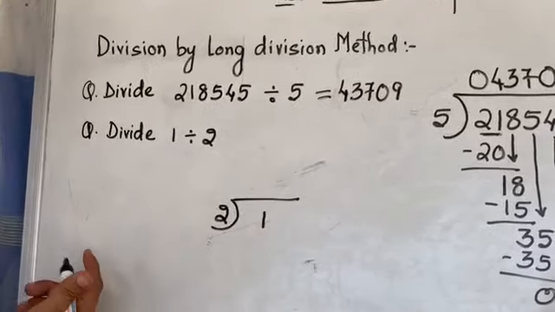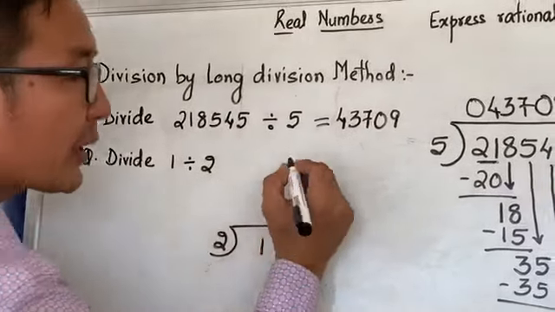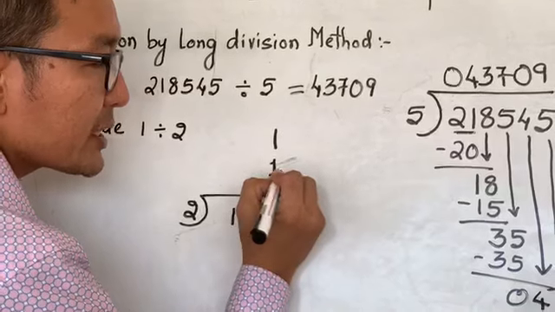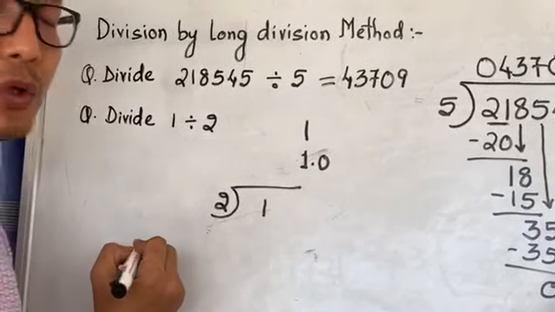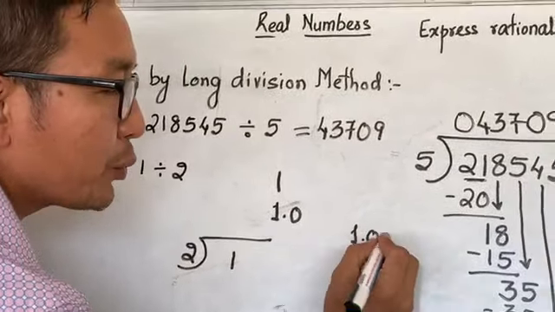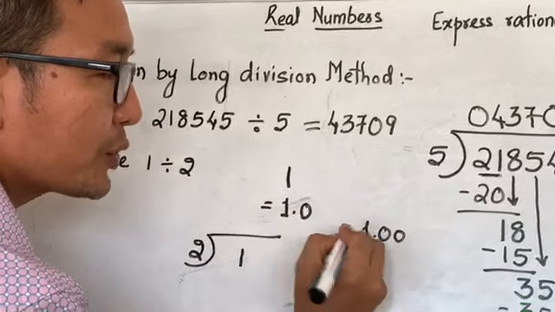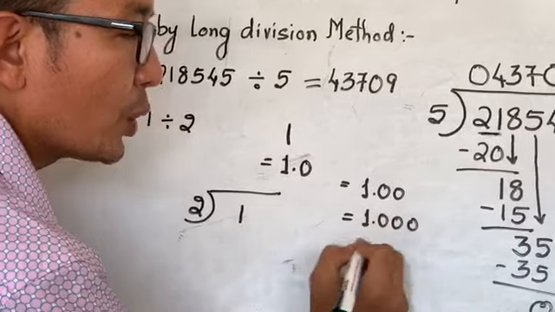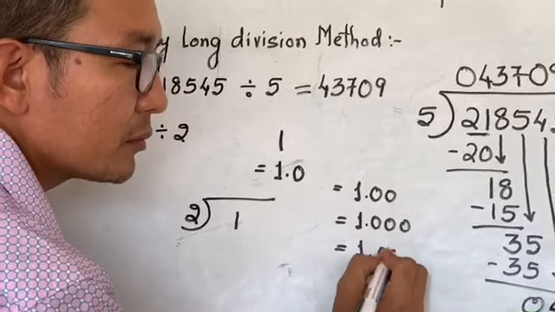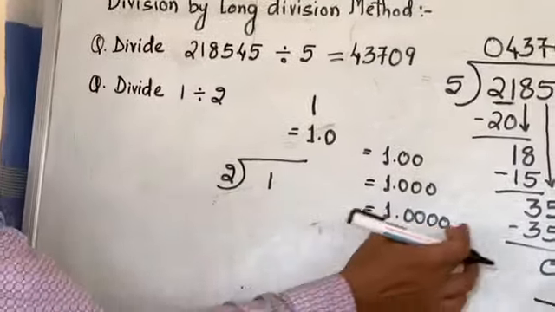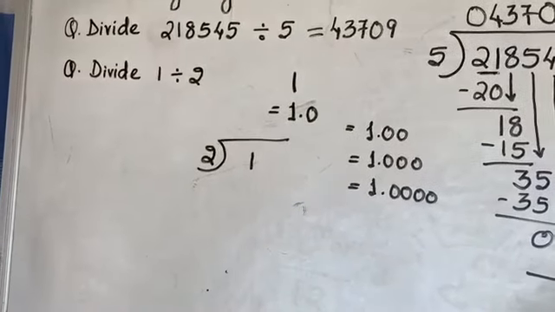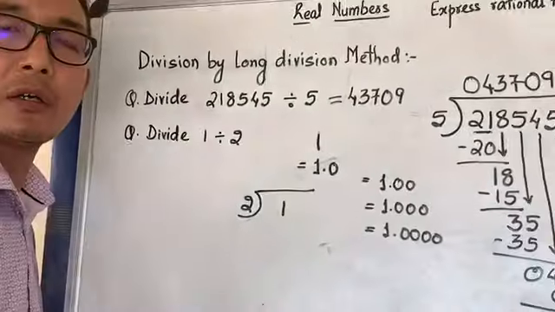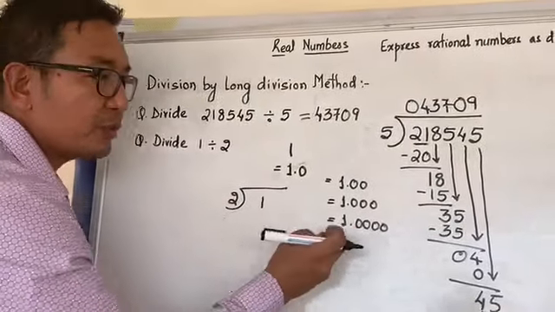1 can be written as 1.0. This can also be written as 1.00. This can also be written as 1.000.